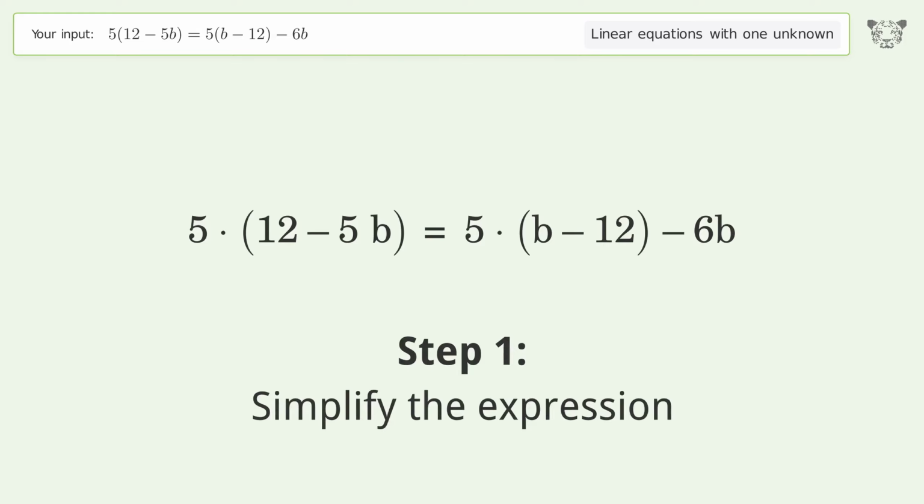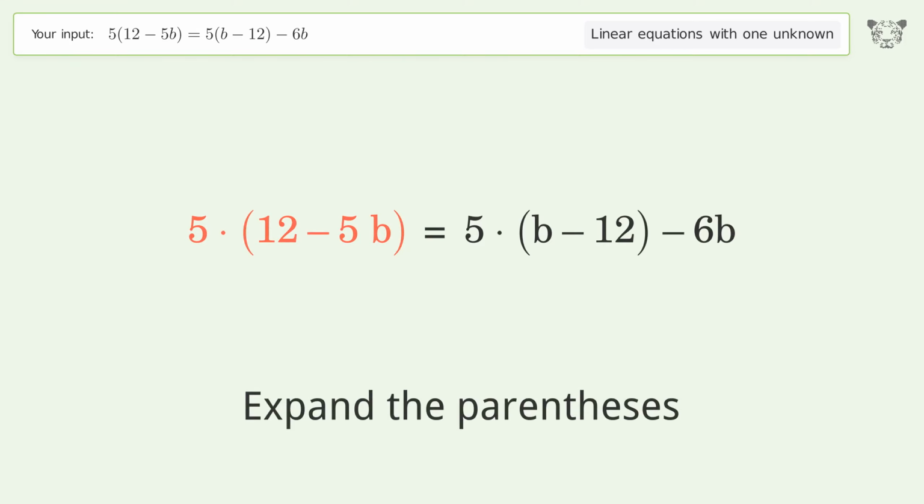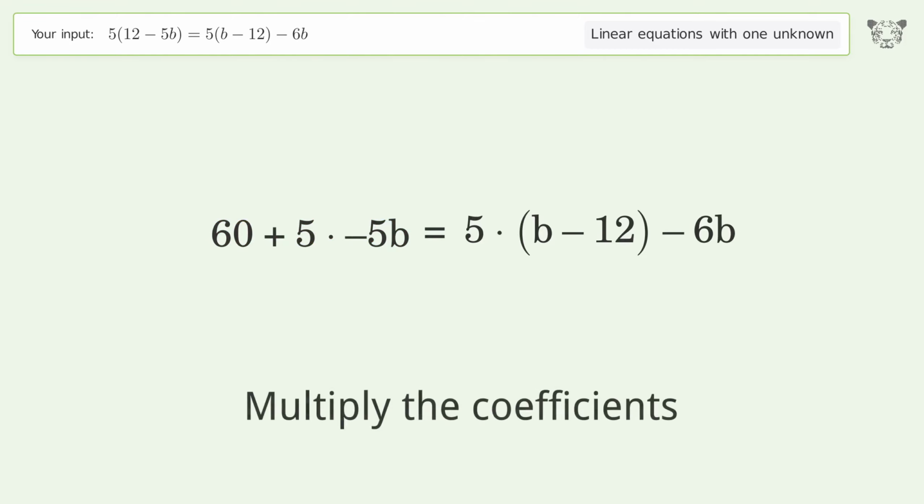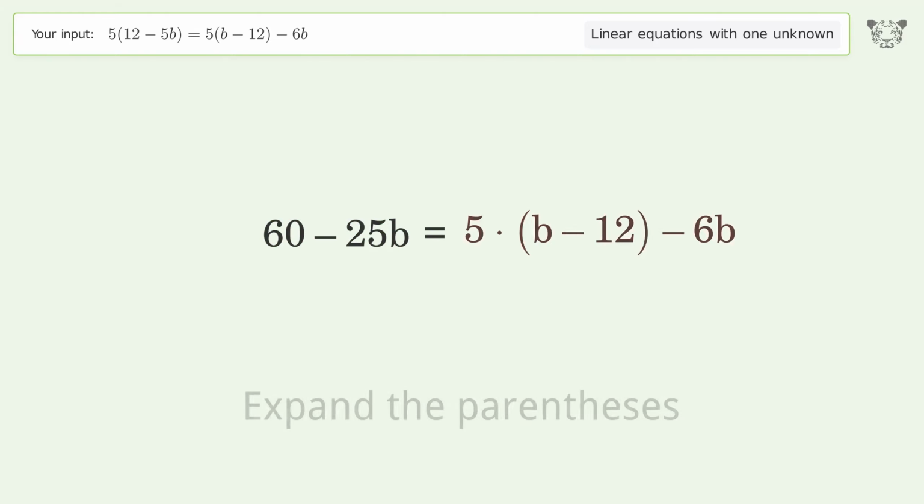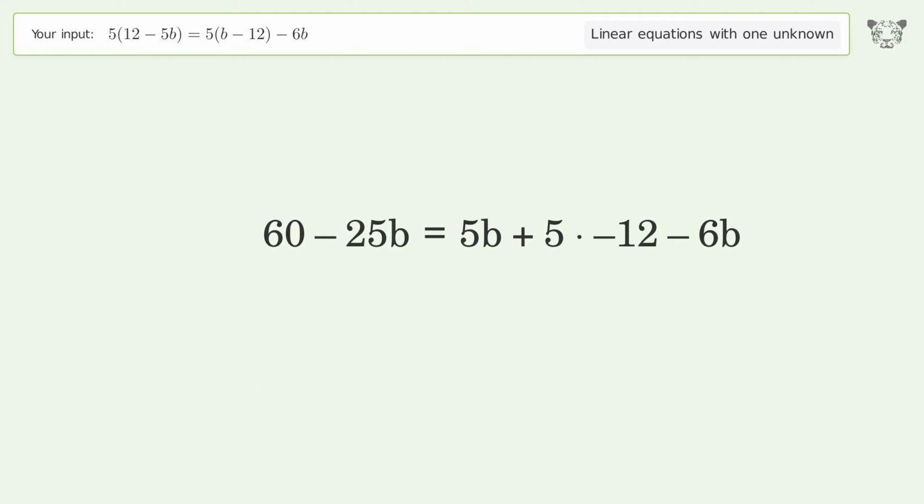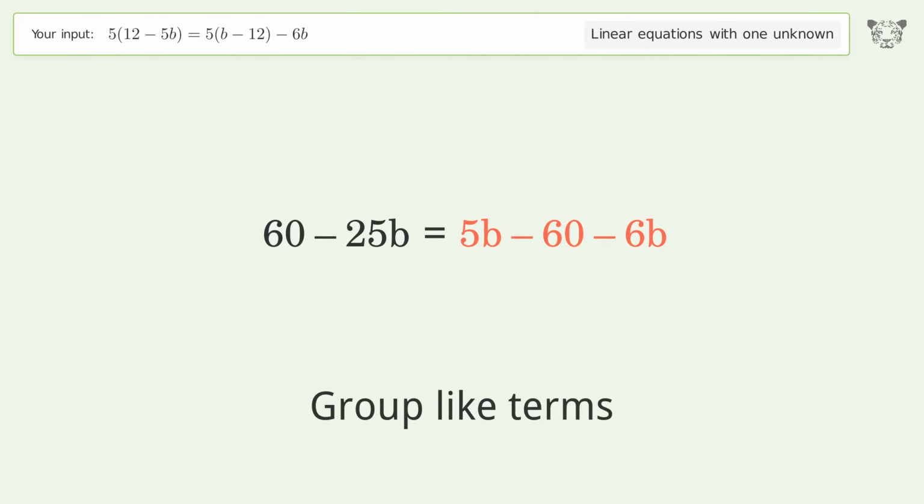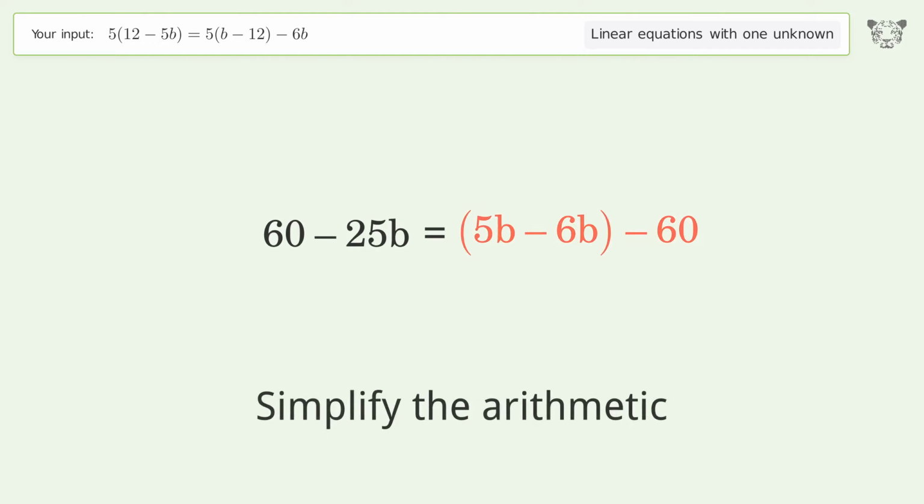Simplify the expression. Expand the parentheses. Simplify the arithmetic. Multiply the coefficients. Expand the parentheses. Simplify the arithmetic. Group like terms. Simplify the arithmetic.